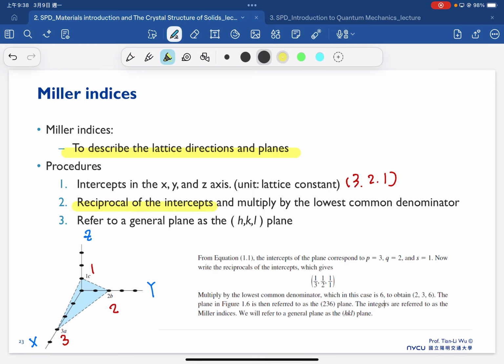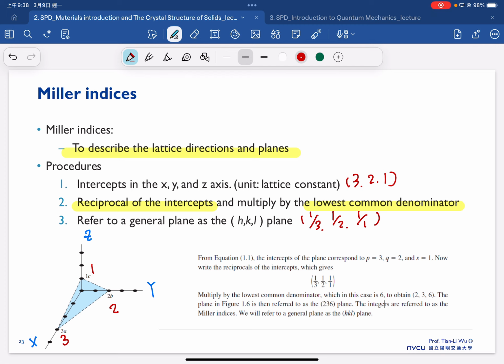We take the reciprocal of the intercepts and multiply by the lowest common denominator. What does this mean? In the text it is sometimes a little confusing, but the calculation is very simple. The reciprocal just means that we take 1/3, 1/2, and 1/1. That's the reciprocal of each intercept on the x, y, and z axes.